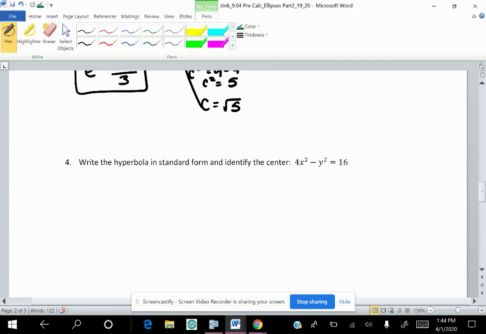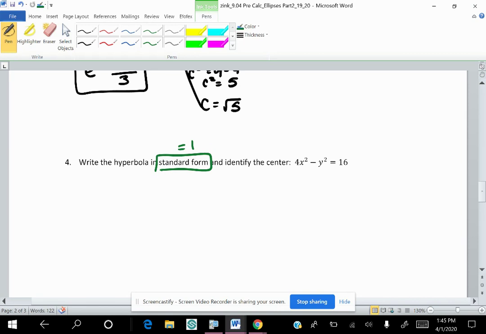Number 4, write the hyperbola in standard form and identify the center. So now we're just going to do a quick intro into hyperbolas. We're not going to go too much into graphing them. All I want you to be able to do with a hyperbola is put it into standard form and identify the center. So with hyperbolas, again in standard form, just like ellipses, they're going to be set equal to 1.